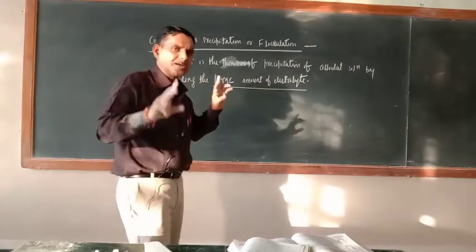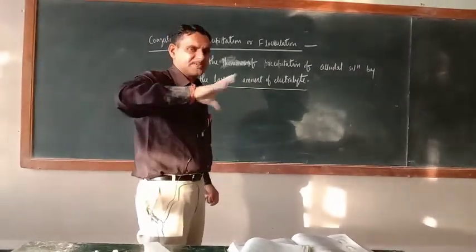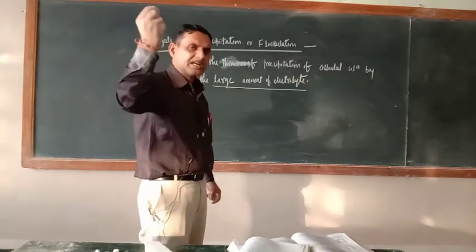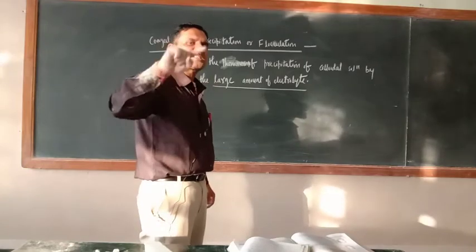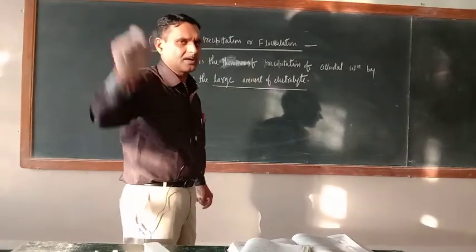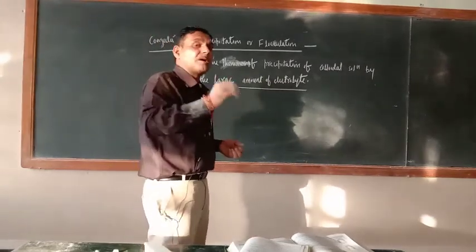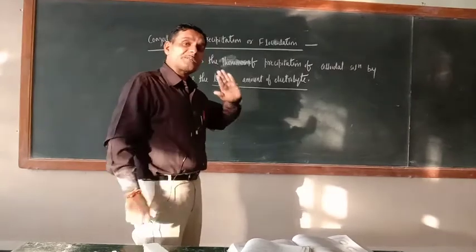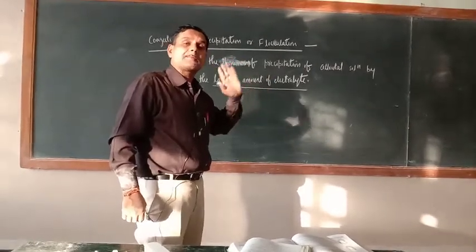Are you getting my point or not? It means you have freshly prepared one precipitate, and by the addition of a small amount of electrolyte, you are stabilizing that precipitate into a colloidal solution or colloidal particles. Because of the addition of a small amount of electrolyte, that precipitate will be converted into colloidal particles.